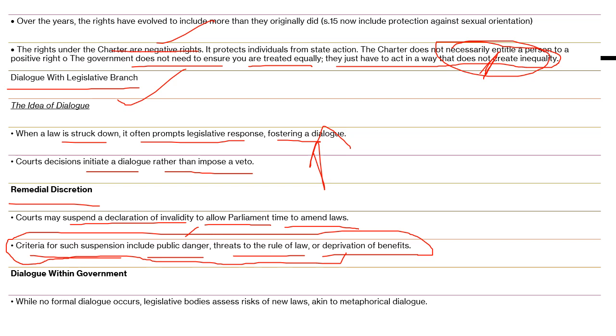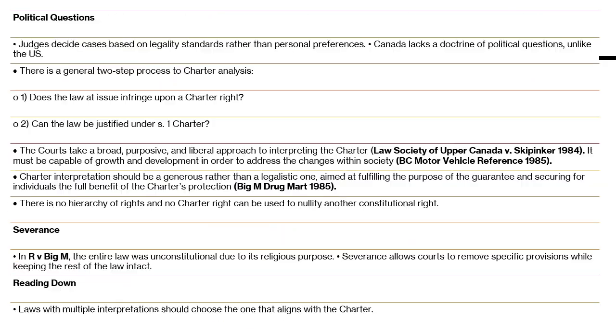But what happens when the court says a certain law should be struck down or amended? The government within itself discusses that thing. Although no formal dialogue occurs, the legislative body assesses the risk of a new law. Upon interference by the courts, they make changes accordingly.